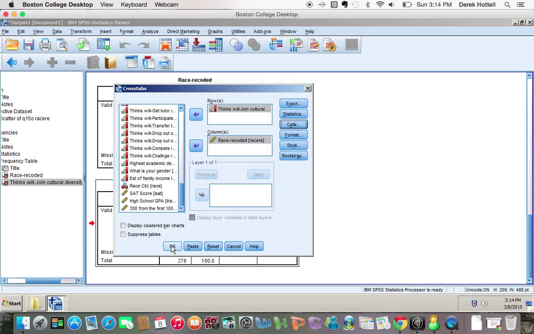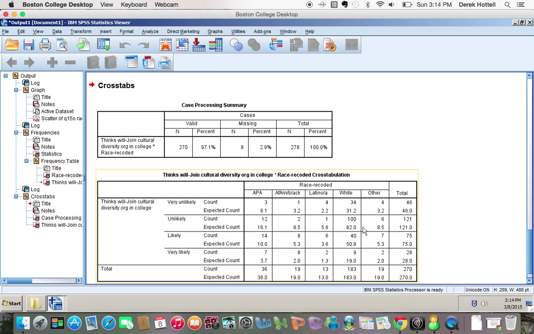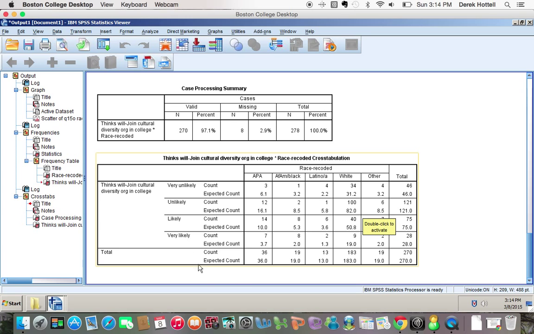What's actually going to happen, and I'm just going to click OK because I just want to show you something here. What chi-squared does is it actually uses these counts. This is what's observed. This is how many students who identify as Asian Pacific Islander / Asian say they are very unlikely to join a cultural club. And this is how many of those same APA students say that they would be very likely to join: 7, right? So these are what's actually observed.